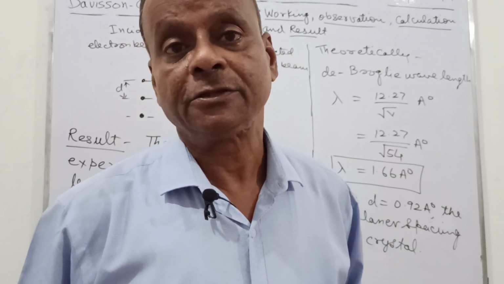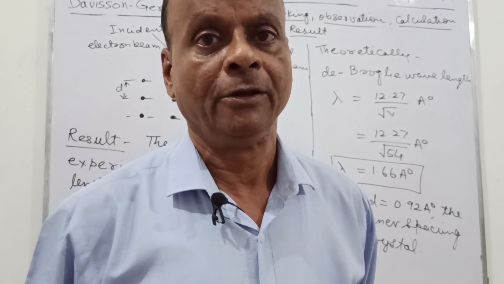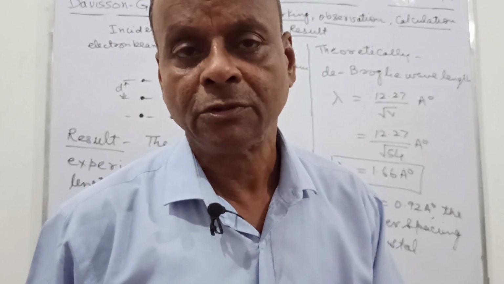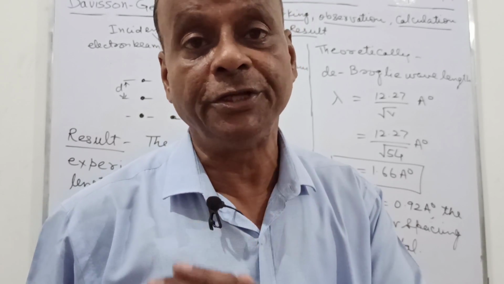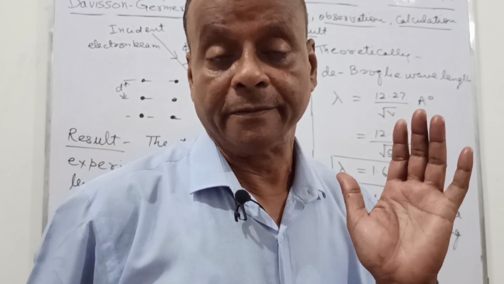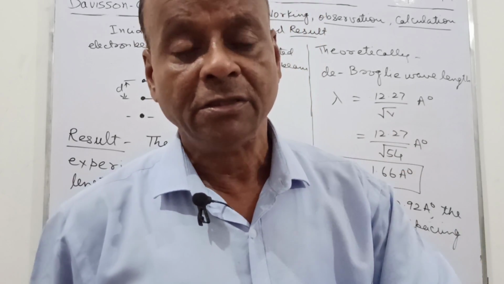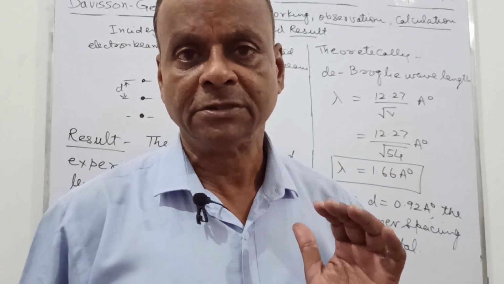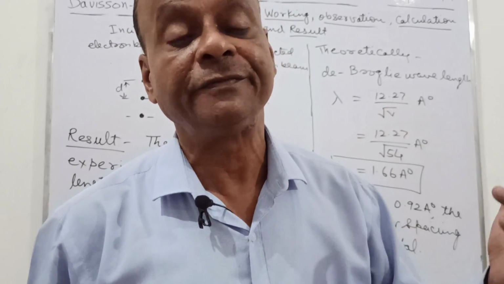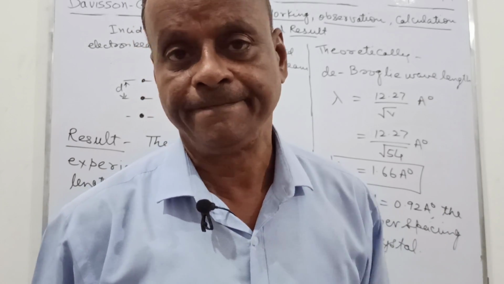Now, the whole experiment is never asked in the board exam. Only some parts are asked. For example, what is an electron gun? What is a nickel crystal? Why do we use the nickel crystal? And what is the use of the detector? Or simply name the parts of the Davisson Germer experiment, the working, the calculation, and the result of the Davisson Germer experiment. So like this the questions are asked.